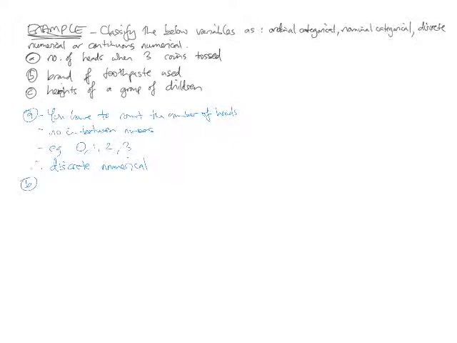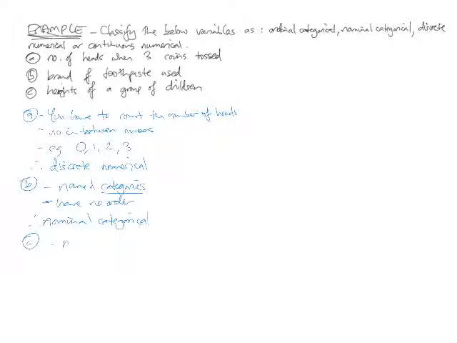B, brand of toothpaste used. Named categories. They're not numbers. They have no order. So it's going to be categorical because of the first thing, and they have no order, so it's therefore going to be nominal categorical.